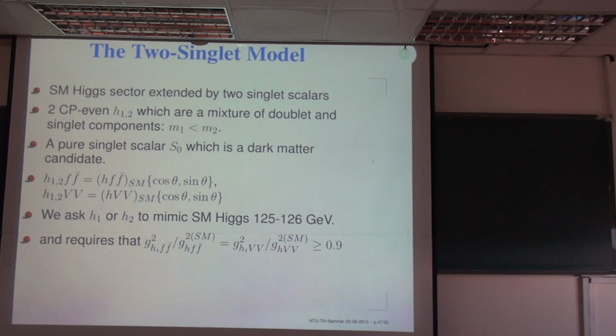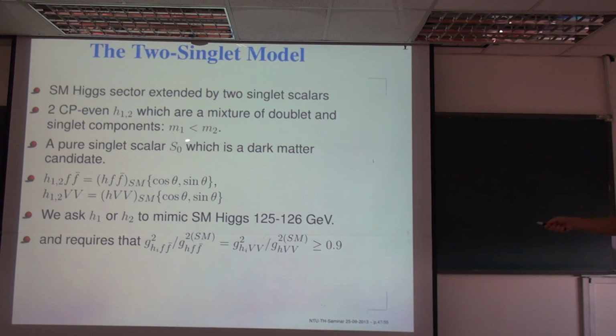Okay, if I have 5 minutes, I will just comment on this model. We just finished this paper yesterday. This is just a two singlet model: the standard model Higgs sector extended by two singlet scalars. One singlet is inert and does not have a VEV, and the other one has a VEV and can mix with the standard model Higgs. So in this model we have two CP even states, H1 and H2, which are a mixture of doublet and singlet components. And by convention we have M1 less than M2.